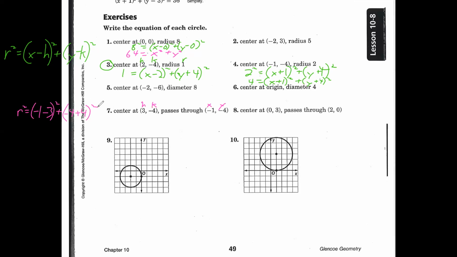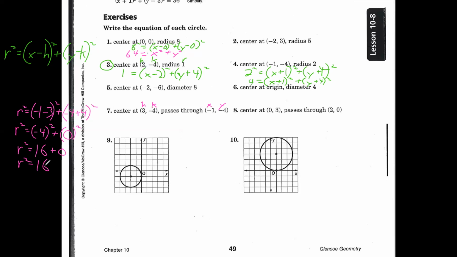And then simplify. -1, -3 gives us -4. -4 and +4 gives us 0. -4 squared. Well, 4 times 4 is 16. We have 2 negatives, so it becomes positive. This is still just 0. So we have r squared equals 16.